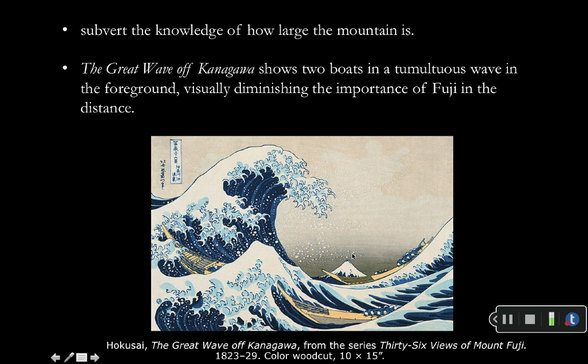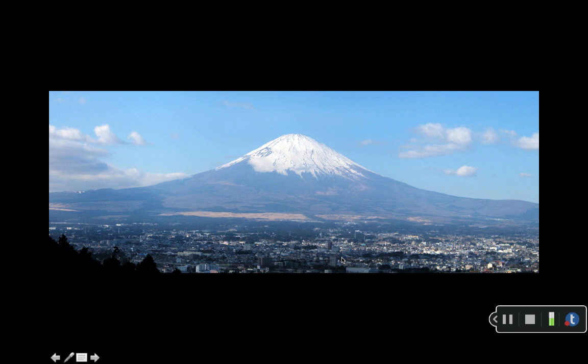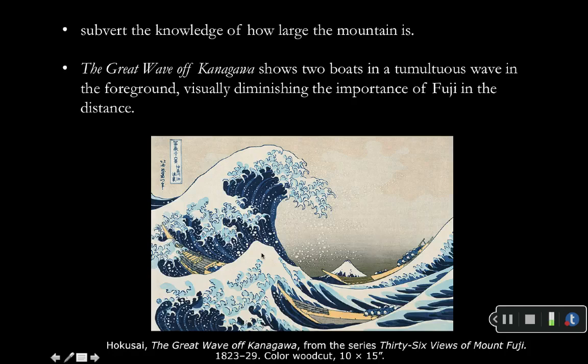And then we actually see these boats here too. There's a couple boats that almost seem to be swallowed up within the composition, as we've got these great waves that seem to swallow everything else in the composition, diminishing the importance of Fuji itself. And so this is a diminishing of the scale of the mountain. And here's just an image of the mountain. If you were to actually see it, look at how tiny the town is below, right? This is one of the most gigantic volcanic mountains that we have. And so it's interesting that the artist diminishes its size so much in this piece.